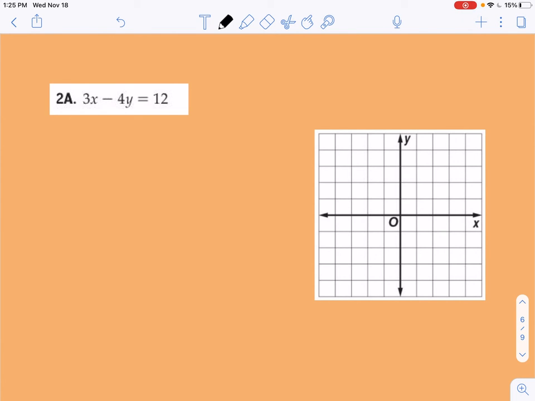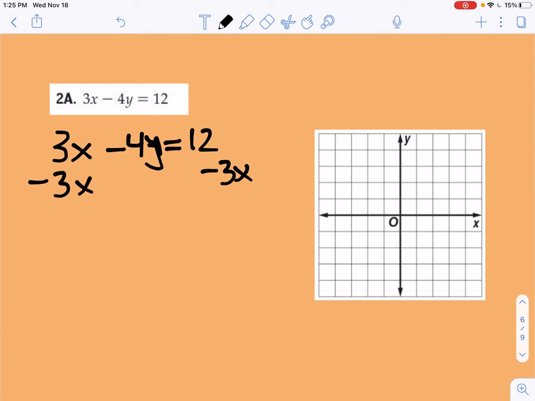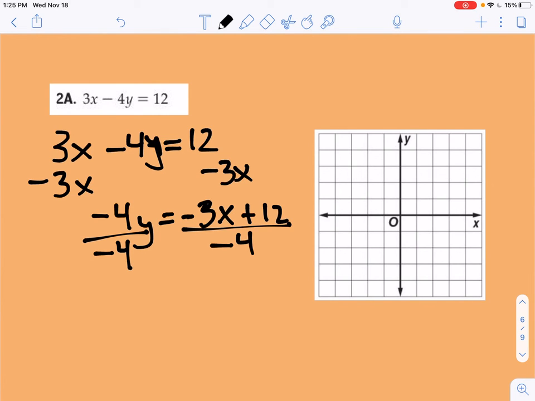Okay, so let's do this. We are going to get y by itself. Because it's written in standard form, I'll write this out, and then I'm going to start by subtracting 3x from both sides. That gives me negative 4y equals negative 3x plus 12. I love it when this thing glitches. Now I am going to divide both sides by negative 4 to get y with a coefficient of 1.